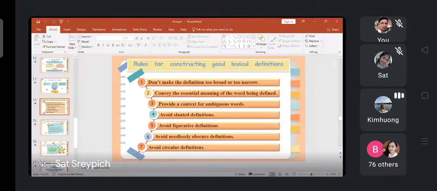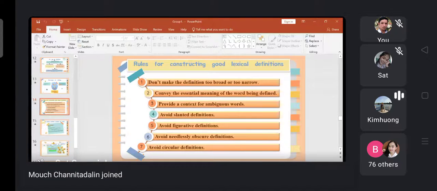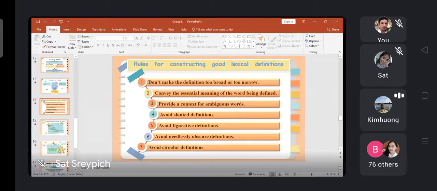And the next point: avoid figurative definitions. A good definition should express clearly the conventional meaning of a word, not be cast in figurative or metaphorical language. Consider these examples. Slot machine means one-armed bandit. Advertising means legalized lying. Religion means the flight of the alone to the alone.